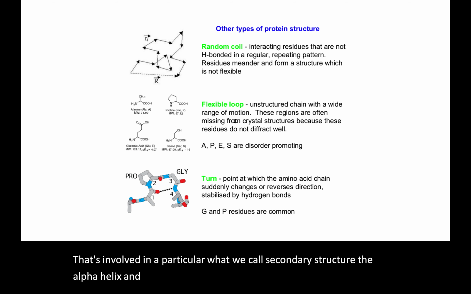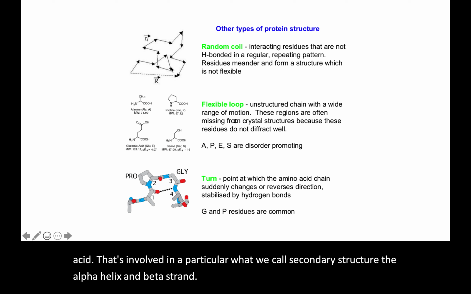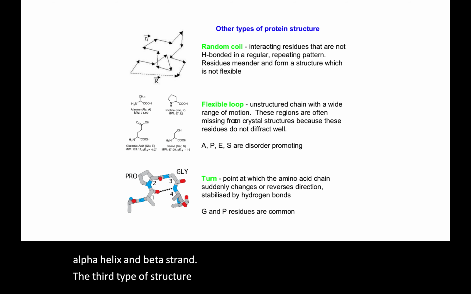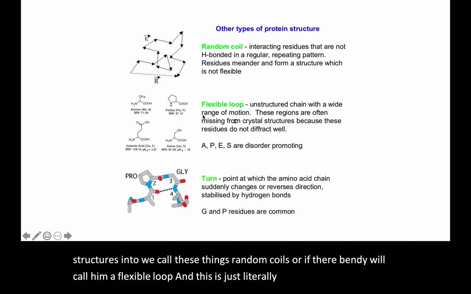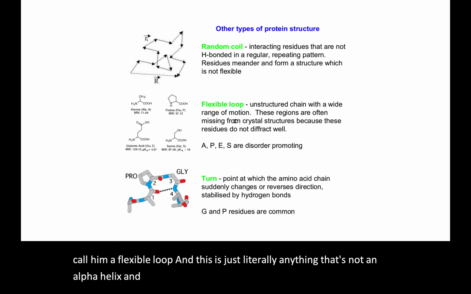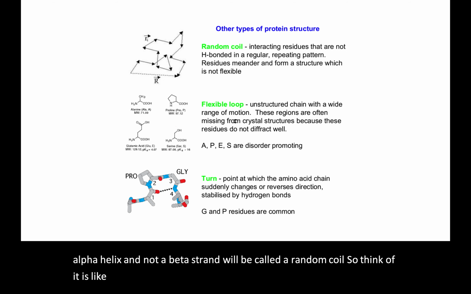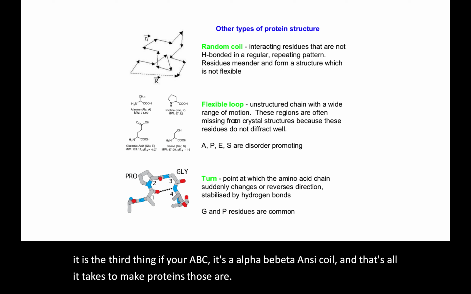The third type of structure is basically a garbage can that we put all the other structures into. We call these things random coils, or if they're bendy, we'll call them a flexible loop. And this is just literally anything that's not an alpha helix and not a beta strand will be called a random coil. So think of it as like the third thing. If you're A, B, C, it's A alpha, B beta, and C coil. And that's all it takes to make proteins. These structures are what makes up a protein.